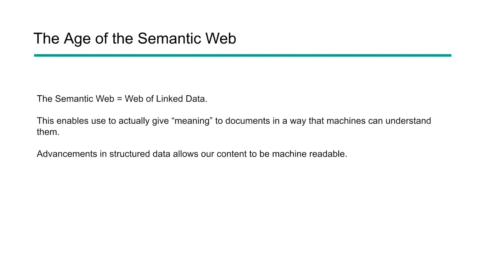What this enables us to do is give meaning to documents in a way that a machine can understand them. When a machine looks at a website page, it may not infer the same understanding as a human would. We can read the text, walk through a document, and understand what that document is saying. A machine has a more difficult time doing that because it's a machine. So the advancements of structured data, the usage of common data languages and vocabularies like schema.org, has allowed our content to be machine readable.